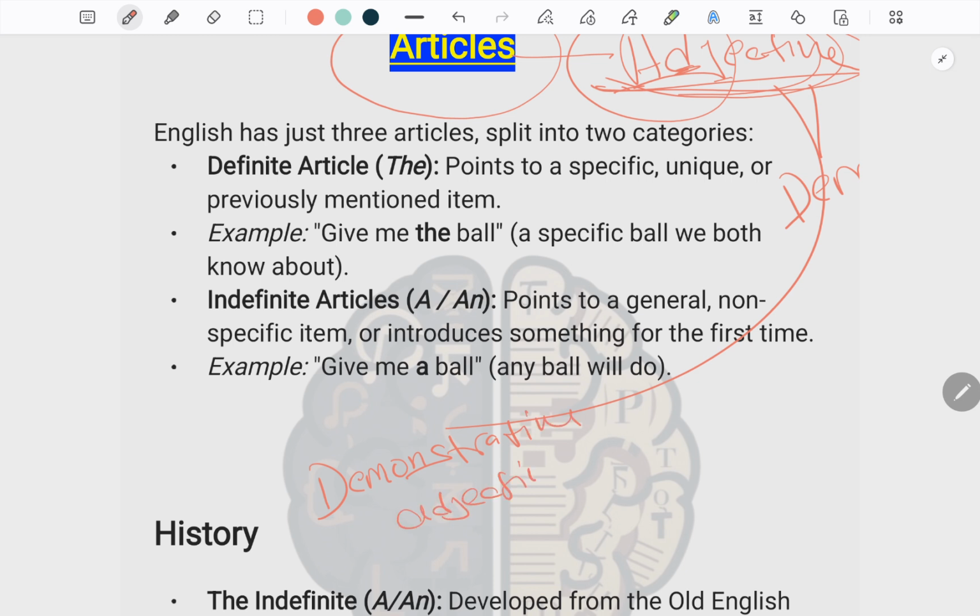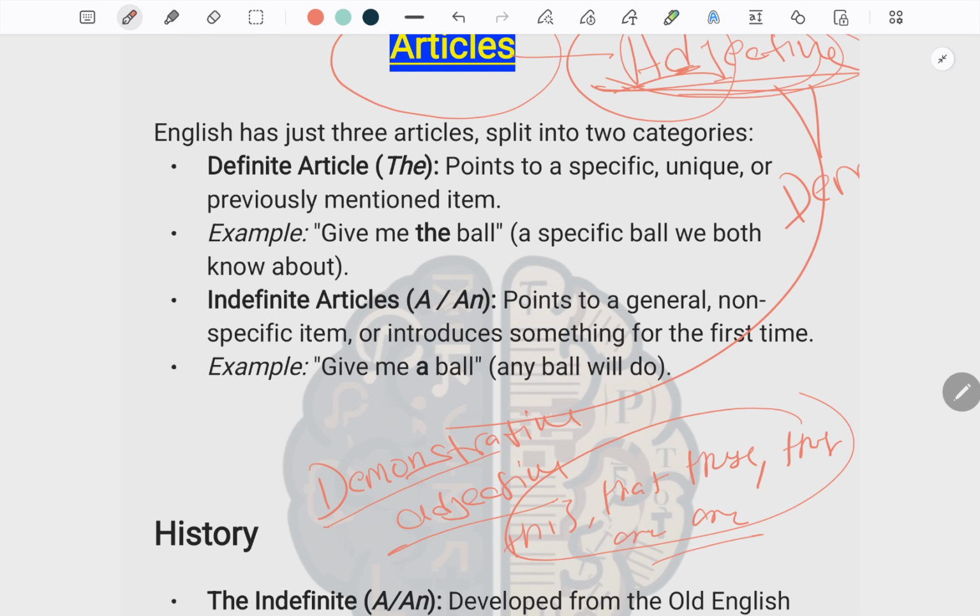Demonstrative adjective. There are three or four words that come under the demonstrative adjective, that is this, that, these, those, and one. Okay, so these are the examples of the demonstrative adjective. The term demonstrative means that it demonstrates.